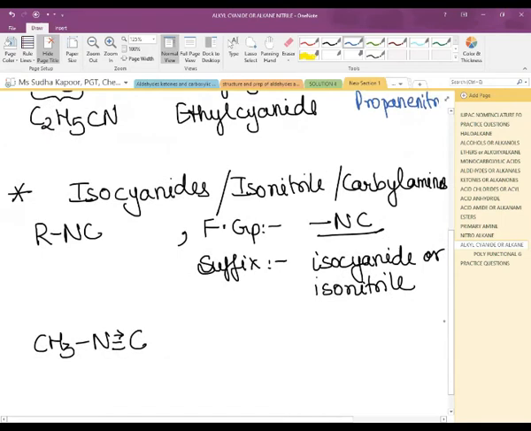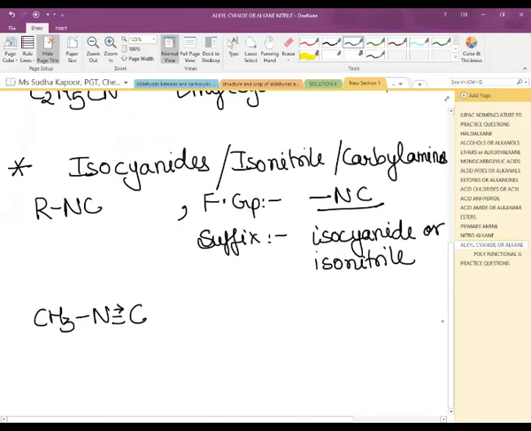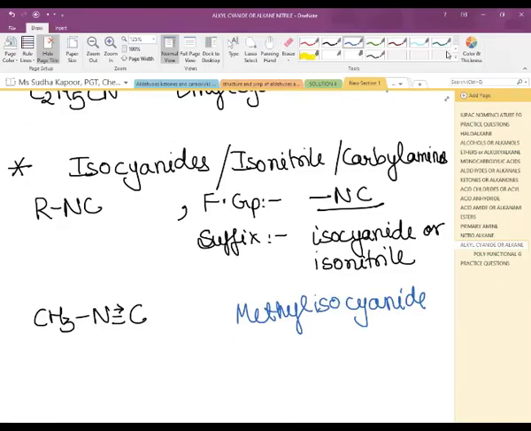Isocyanides are the groups in which the linkage is from N. The suffix used is isocyanide or isonitrile. For example, CH3NC we will call methyl isocyanide. They are also known as carbylamines. So that is the isocyanide part. Now this is all about the functional groups and how the naming is done in the common and IUPAC names. Now let us do the nomenclature by rules.